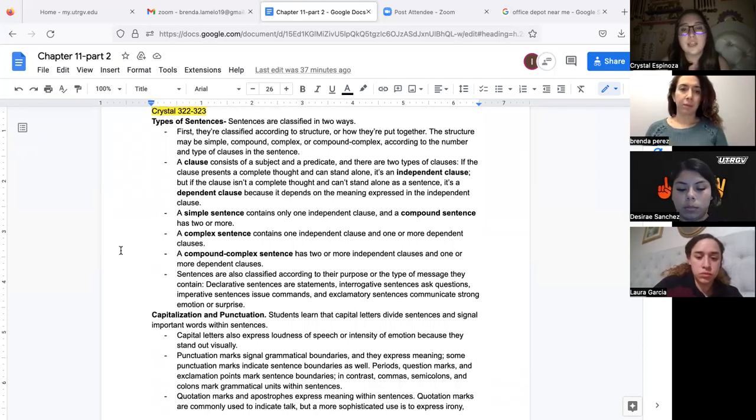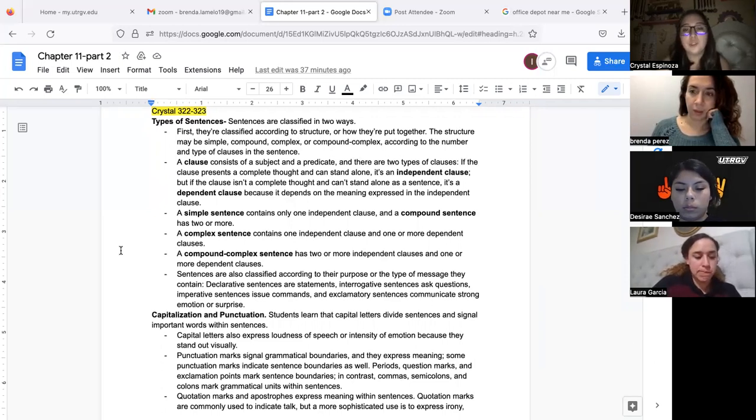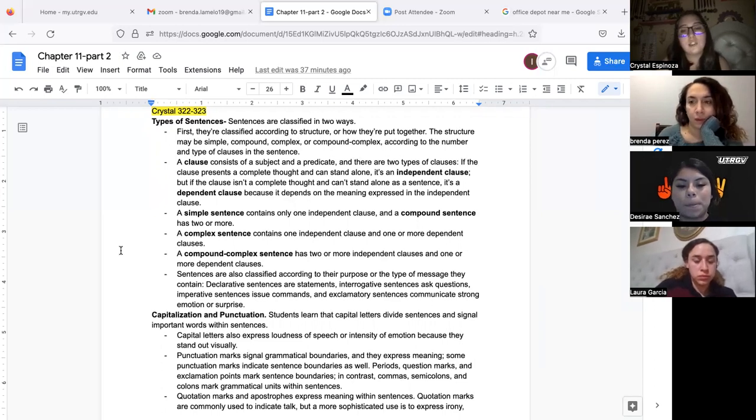A simple sentence contains only one independent clause, and a compound sentence has 2 or more. A complex sentence contains one independent clause and one or more dependent clauses. A compound complex sentence has 2 or more independent clauses and one or more dependent clauses. Sentences are also classified according to their purpose or the type of message they contain. Declarative sentences are statements, interrogative sentences ask questions, imperative sentences issue commands, and exclamatory sentences communicate strong emotion or surprise.